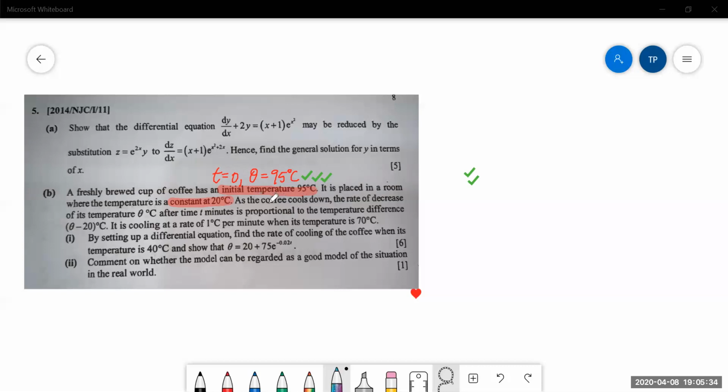As the coffee cools down, the rate of decrease of temperature. It says rate of decrease, they never say rate of change, they intentionally stated decrease. Negative. Yes, very good. This means negative. After time t is proportional, so what this statement is trying to tell you is to give you an equation. It is proportional to the temperature difference, theta minus 20. So over here, it's trying to say that d theta dt is proportional to theta minus 20, and d theta dt is the rate of decrease.